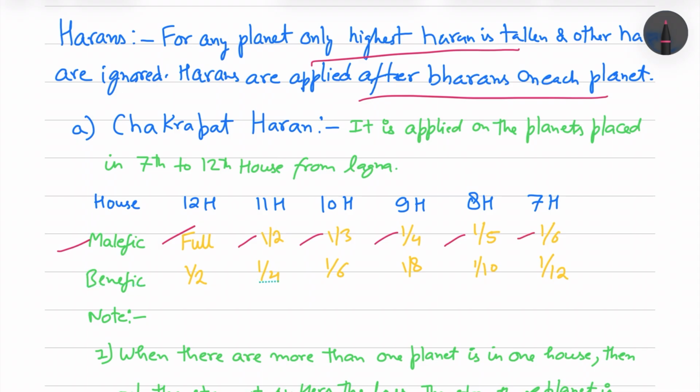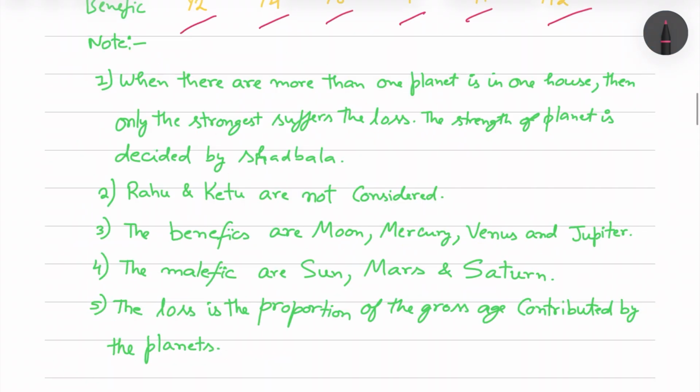Similarly, if the benefic planets are in the 12th house, we reduce it by half. If it is in the 11th house, we reduce it by one fourth. If it is in the 10th house, by one sixth, ninth house one eighth, 8th house one tenth, and 7th house one twelfth. These are the rules for Chakrapath Haran.